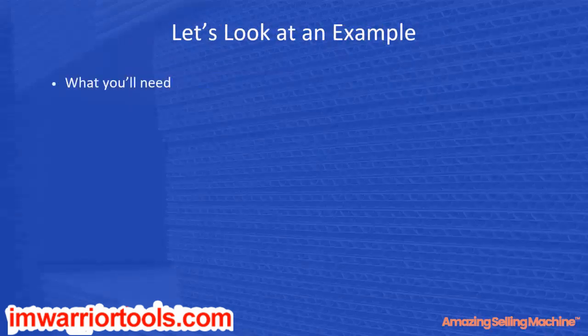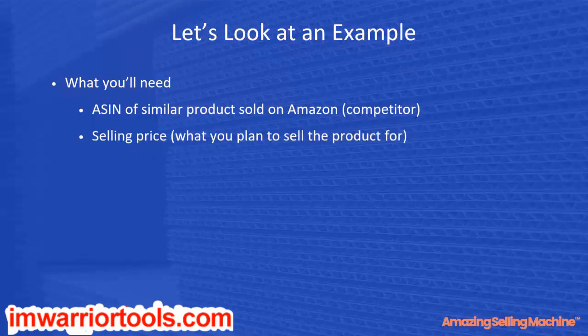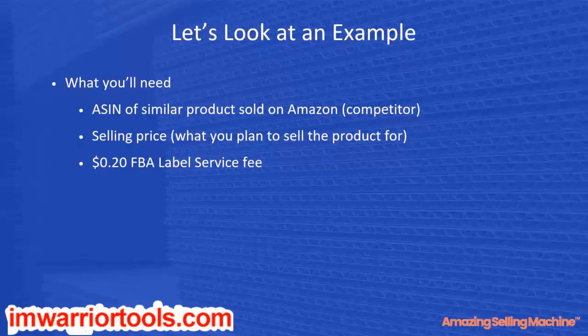Now, in order to use this tool, there's a few things that we'll need. We'll need to know the ASIN of a similar product sold on Amazon. And the ASIN is simply a unique product identifier. We'll use that when using this tool. We'll need to know the selling price that you plan on selling your product for. We'll also add in 20 cents per unit to pay Amazon to put their own special sticker on each product that helps them track the products throughout their warehouses.